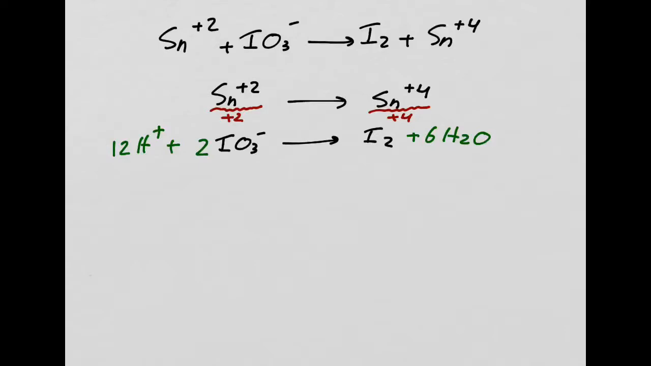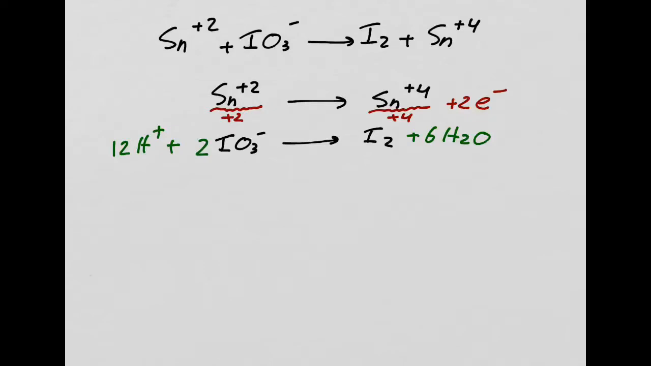You have to balance the charges by adding electrons to the more positive side. Which one is the more positive side? This one right here. How many electrons do I need to add to balance it out? Remember, electrons are negative. So 2 electrons. If I add 2 electrons, then +4 minus 2 would be +2 on this side, and it would match the +2 on the other side.